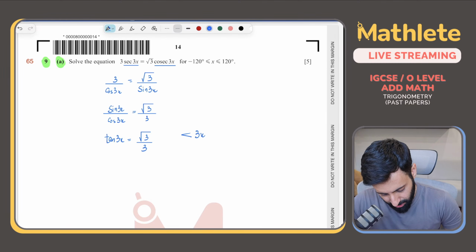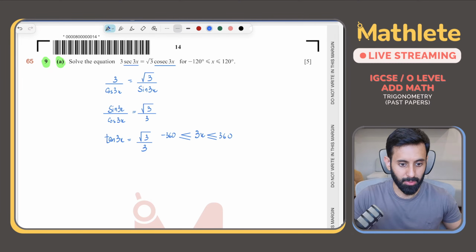Let's alter the range so that it's relevant for 3x. So 3x is greater than or equal to minus 360, lesser than or equal to 120 times 3. And what's that equal to? That's equal to positive 360.